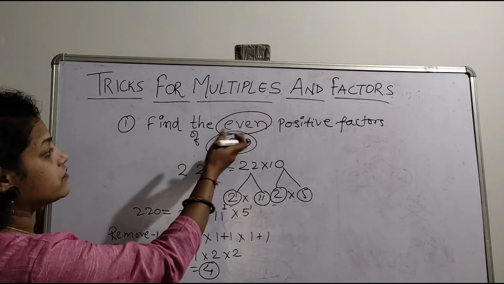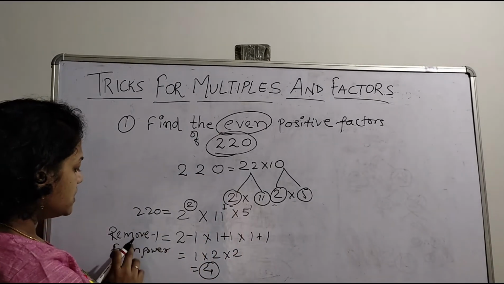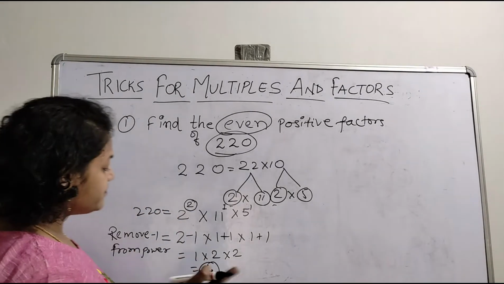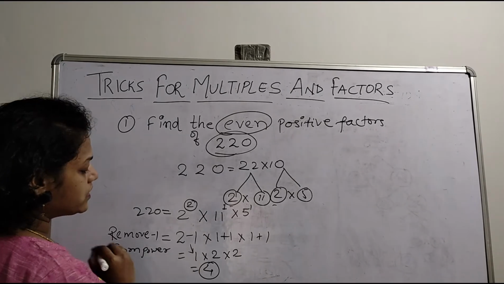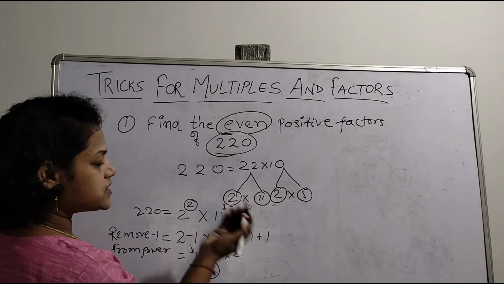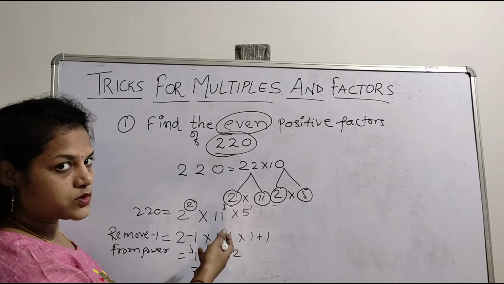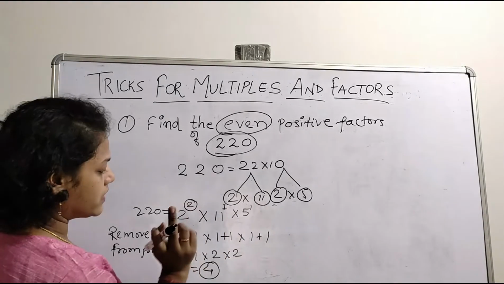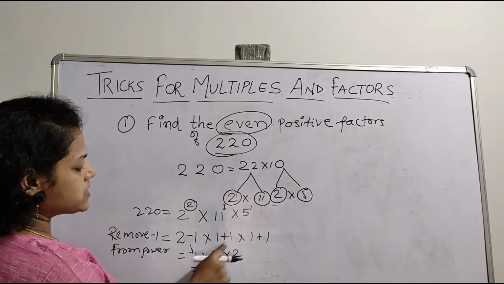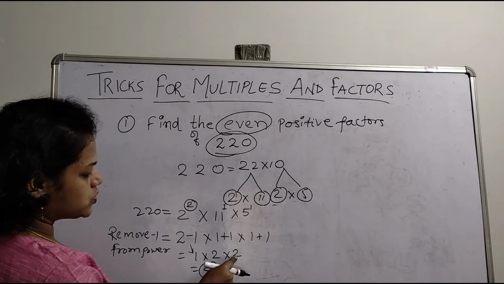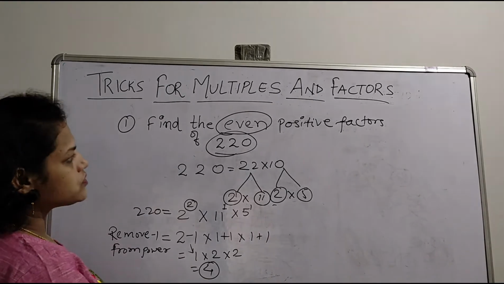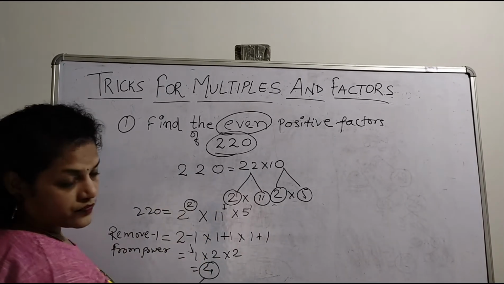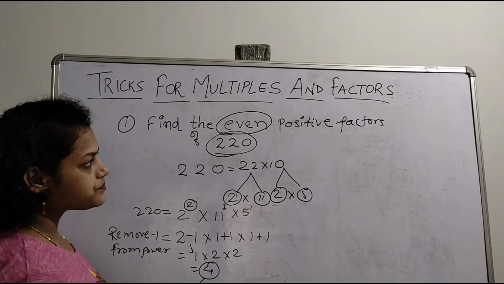So for even, whenever you get an even number, what you have to do is remove 1 from this power. So what you will be left with is 1. Okay, and here again the same method as I told earlier, to the power I have to add 1 and here 1. Okay, so 1 plus 1 is 2 and 1 plus 1 is 2. 2 2's are 4, 4 1's are 4. So for these even positive factors you will get 4 factors of this 220.